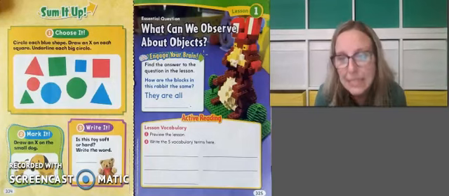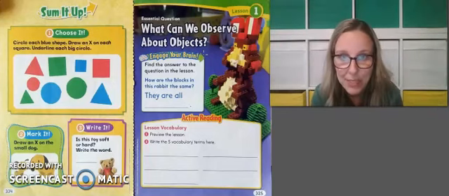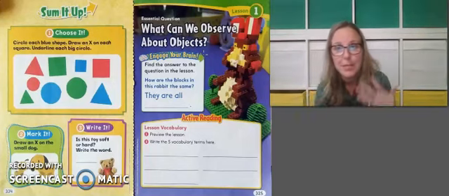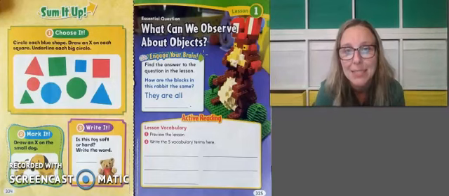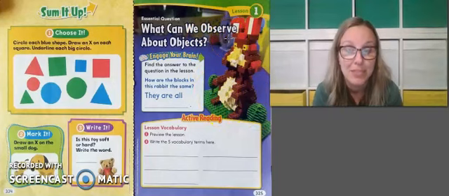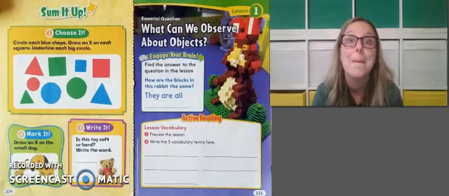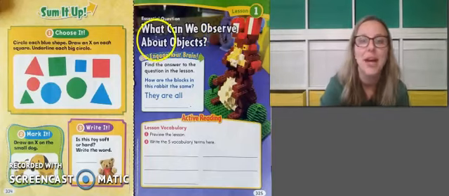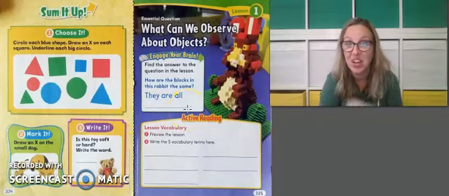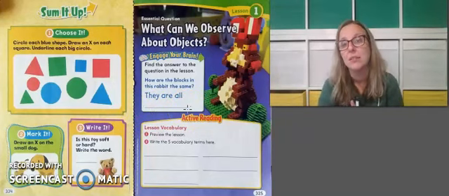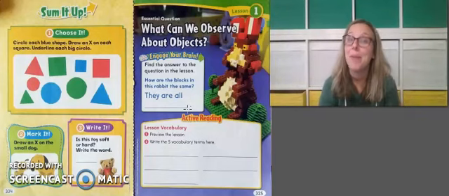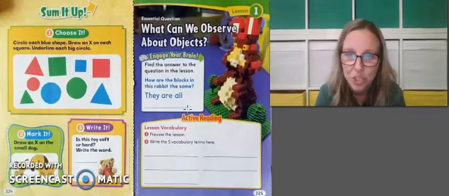All right, so it says on 325, what can we observe about objects? Find the answer to the question in this lesson. So now that we're done with the lesson, let's find out the answers. How are the blocks in this picture the same? Well, I'm going to go out on a limb here and say they're the same because they are all matter. Okay? So go ahead and you can write matter. You could also write the same texture because they all have the same texture. They're not all the same shape and they're not all the same size or color, but they are all matter and they are all the same texture.